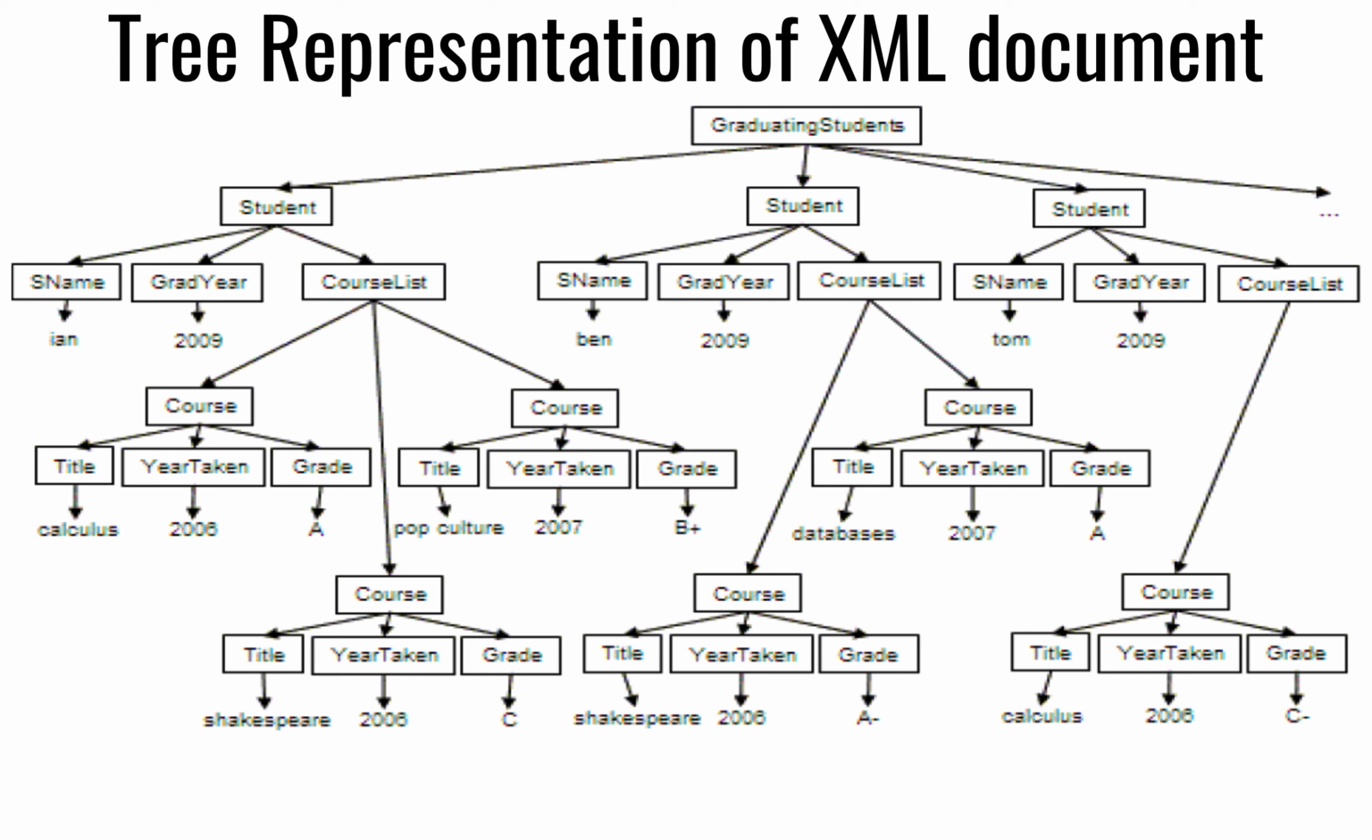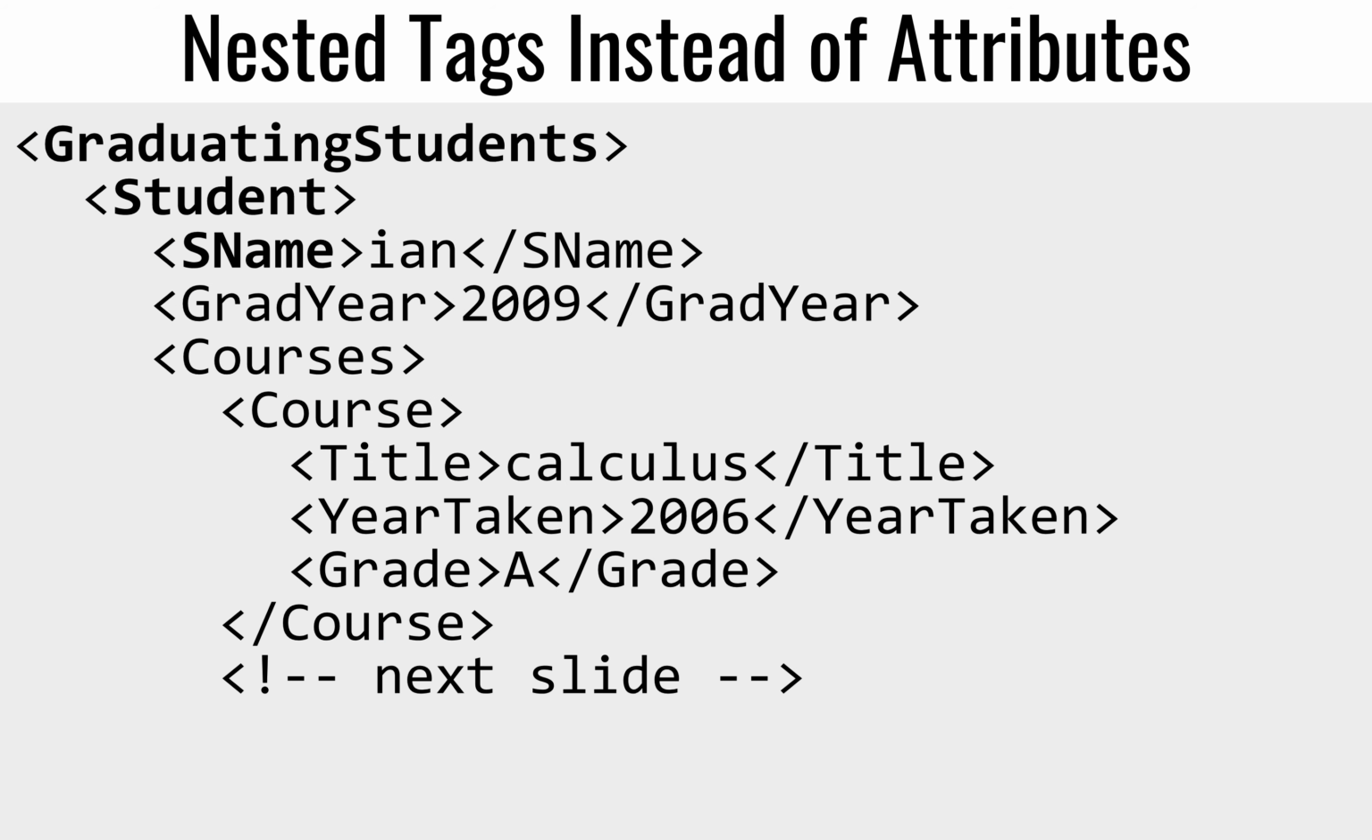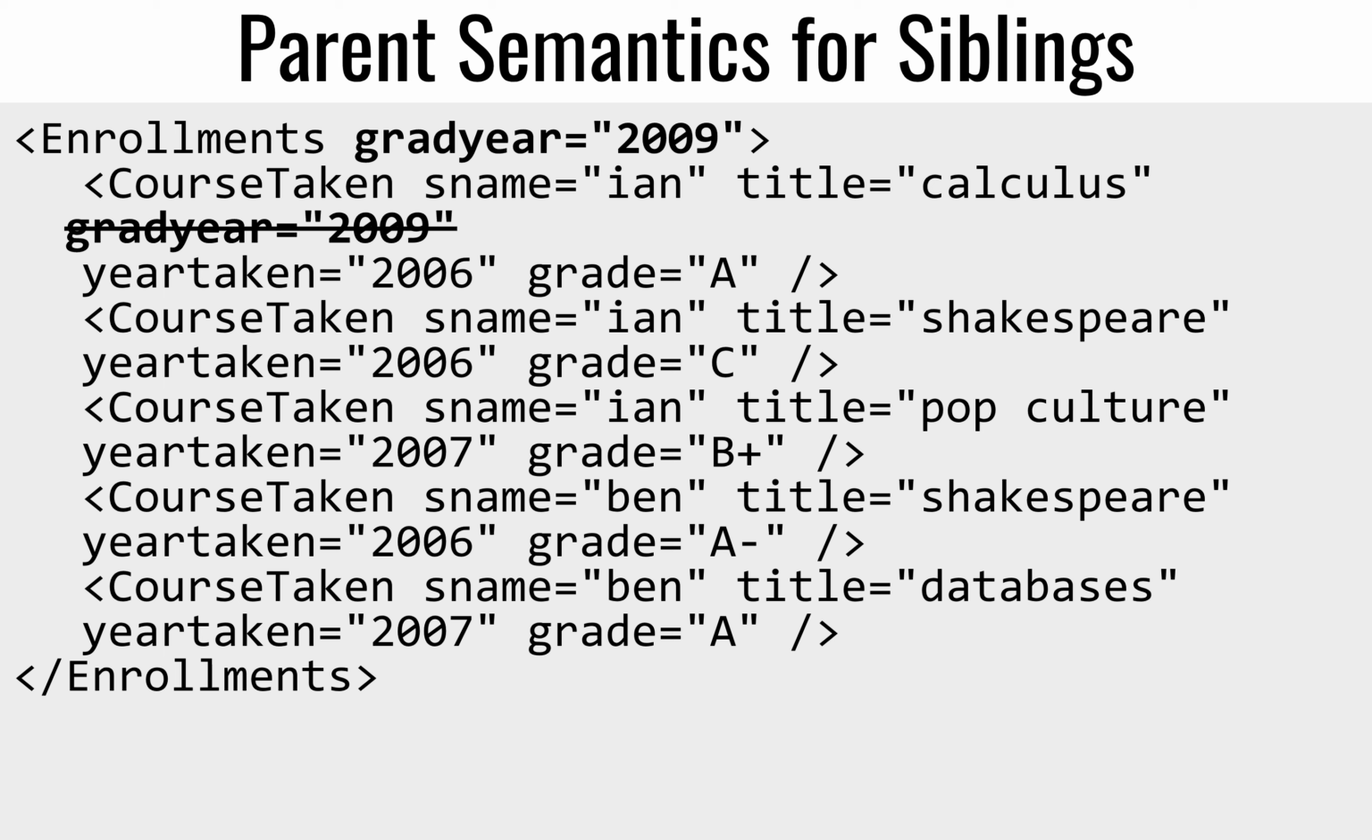So, for instance, when they're parsed here, these enrollments elements would be nodes in this tree. They would be element nodes. But the graduation year, the name, title, grade, and year taken would also be nodes. They would be attribute nodes, and they would be children of the parent course taken element.